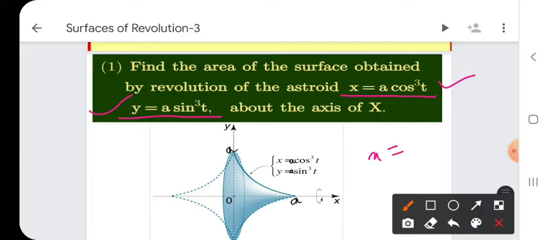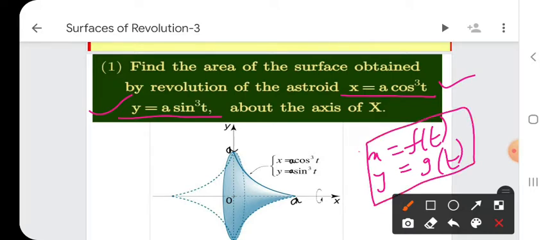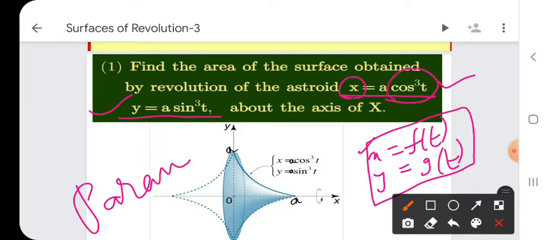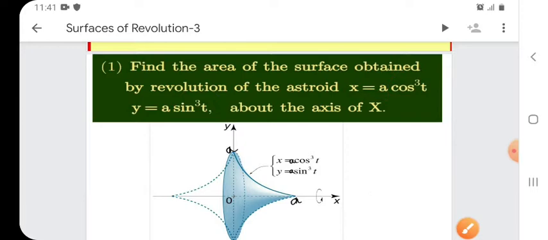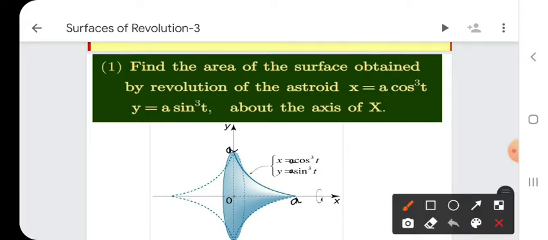x equals some f of t and y equals some g of t. If an equation is given in this form, we say it is in parametric form. Here also we have x equals cos cube t, y equals sin cube t. So our equation is in parametric form and the curve revolves about the x-axis.